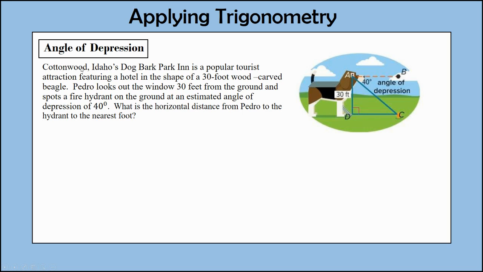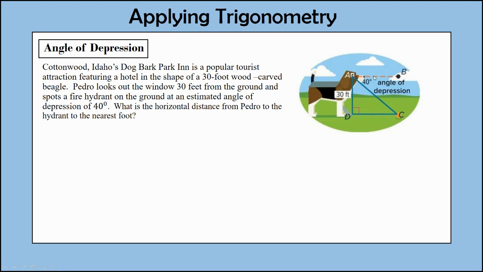It talks about this in Idaho here. They have a dog bark park inn. And basically what you're looking at, this dog shaped deal is actually a hotel. Don't ask me why. So anyway, Pedro's at this hotel and he's standing up here at point A. I don't know if you can tell that's him or not, but there he is at point A, and he's looking out his window. So this AB is his sight line. That's the horizontal sight line we're talking about.